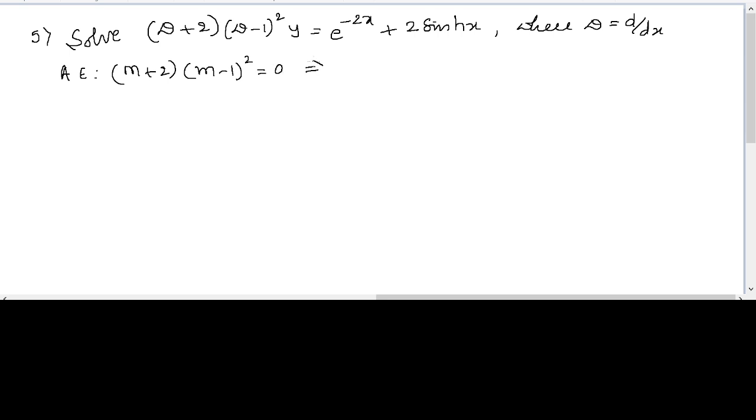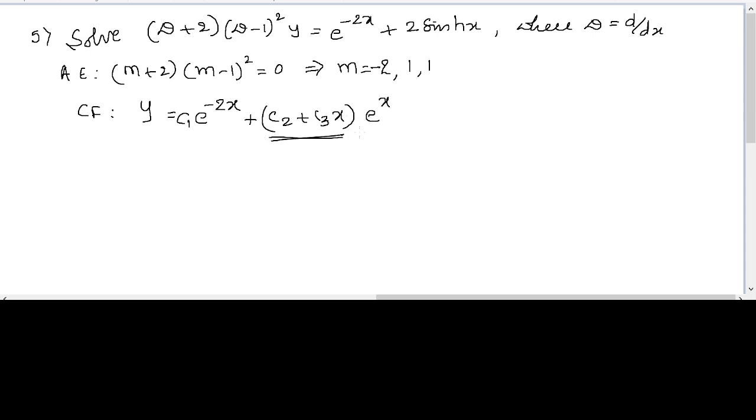Okay, so by solving this, we are going to get m equal to -2, 1, 1. Two roots are equal, one is different. What is the complementary function here? That is given by y is equal to c1 e to the power of -2x plus (c2 + c3 x) e to the power of x. This we write because two roots are equal.